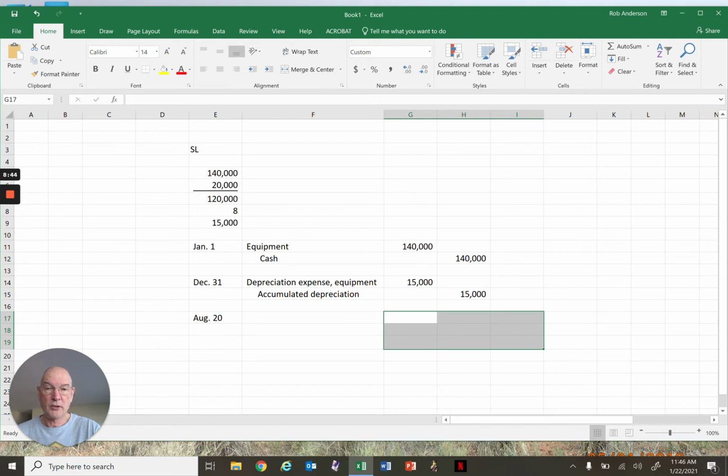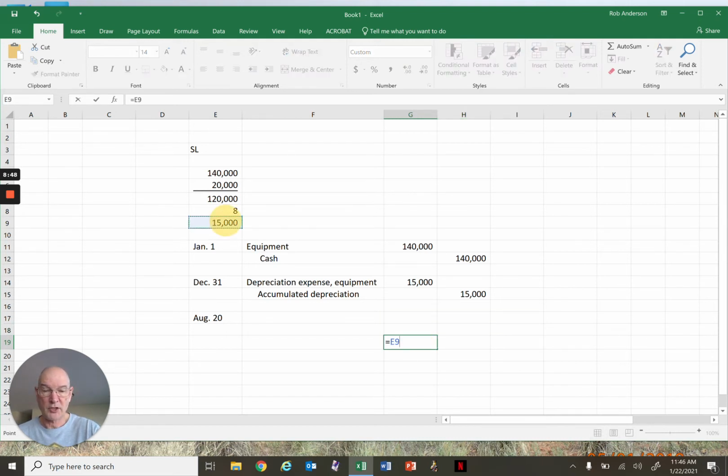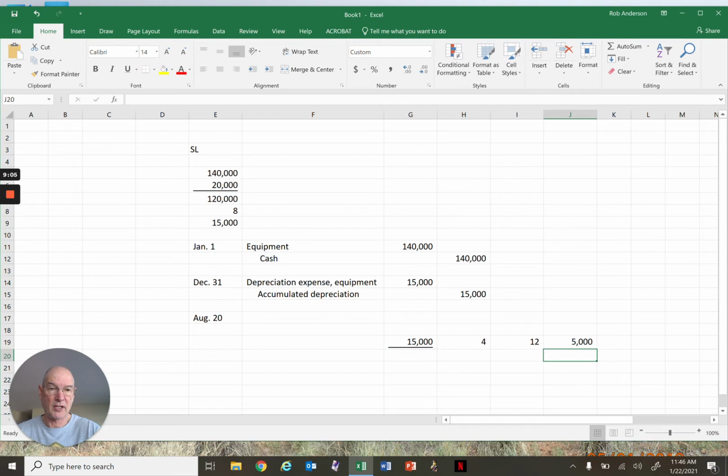All we're going to do is take our yearly depreciation amount and say, I want 4 months out of 12. So we're going to go 15,000 times 4 divided by 12. And that gives us $5,000. Now, you could probably do that in your head, but it's not always that easy.